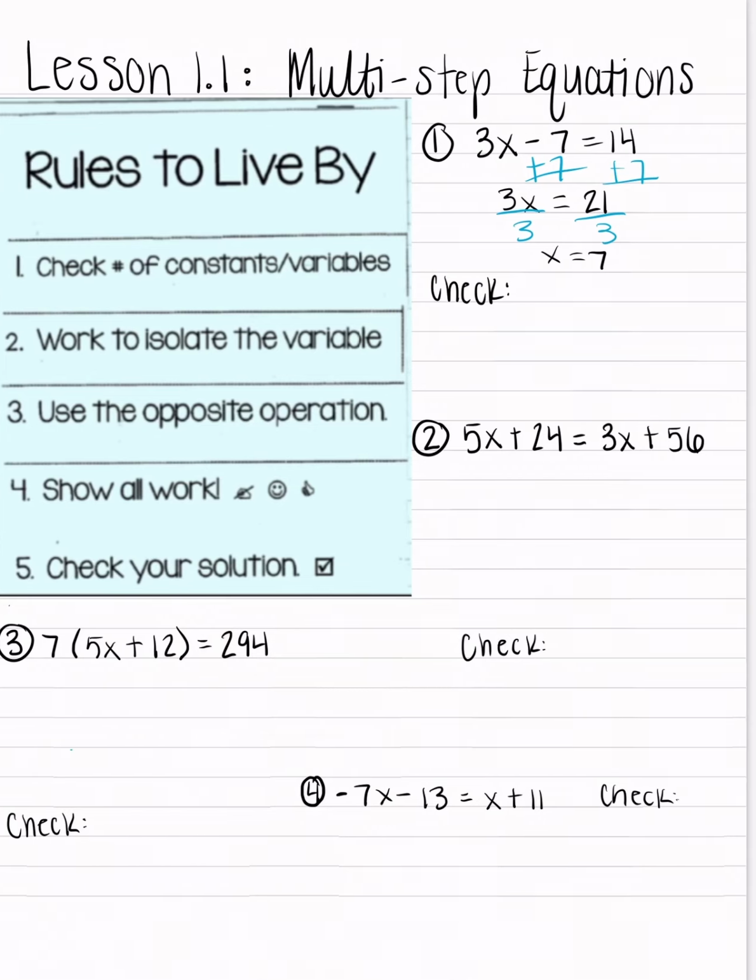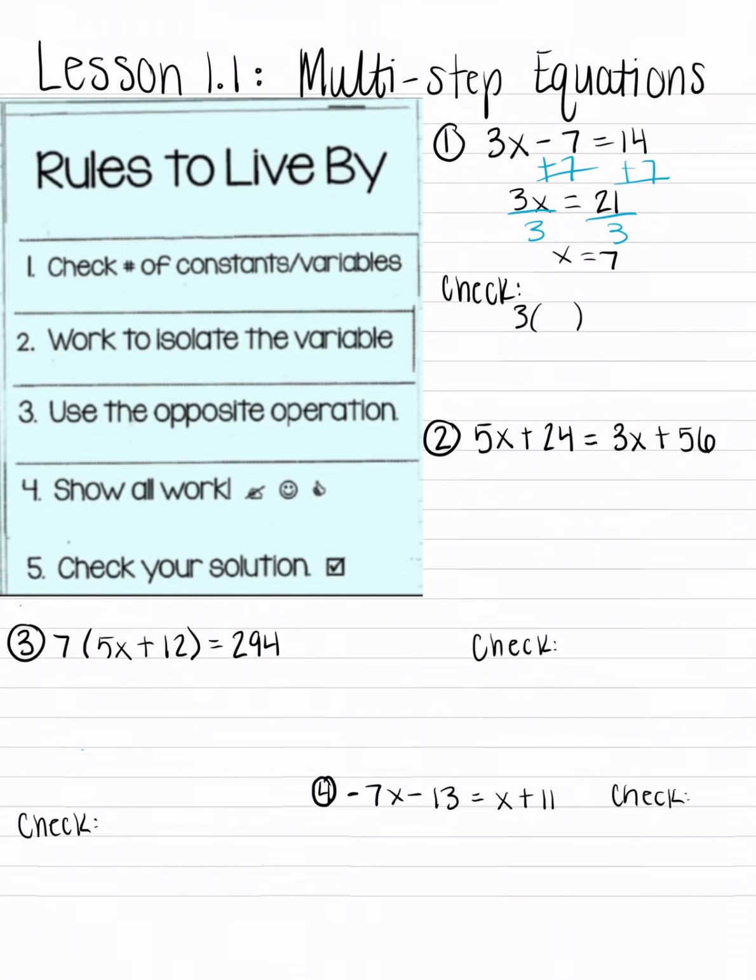So we have the equation 3x minus 7 equals 14. Well, we figured out x equals 7. So we're going to plug that in. So 3 times 7 is 21. 21 minus 7 is 14. 14 equals 14. So yes, that works.